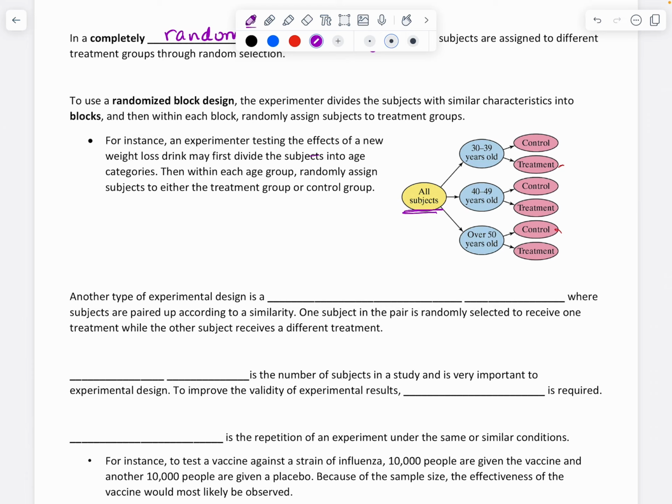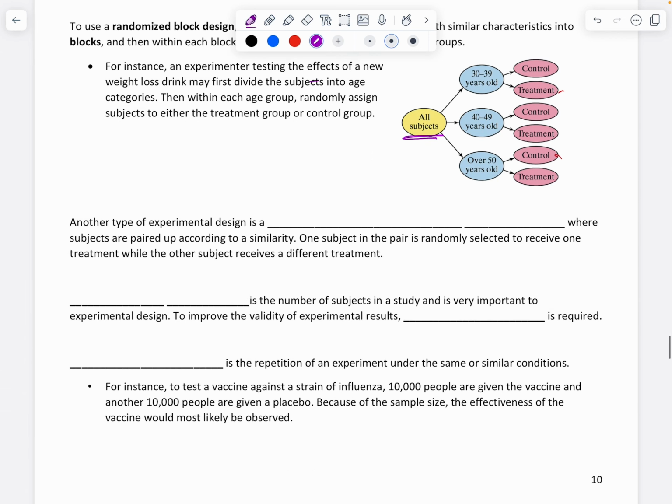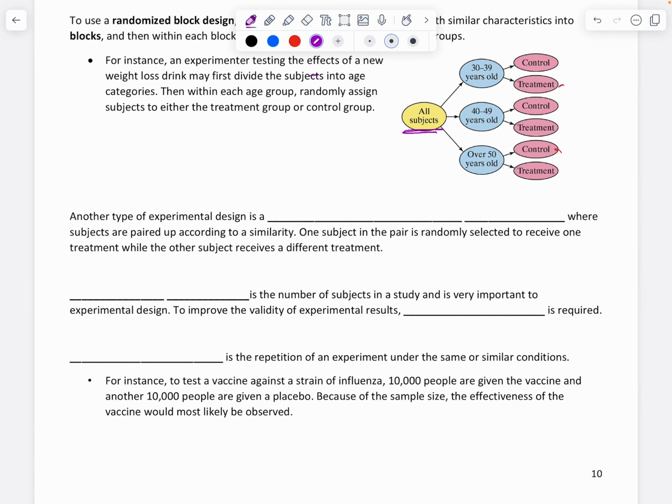So that's why they have to split them into different ages as well as give them the control and the treatment, the placebo and the treatment.